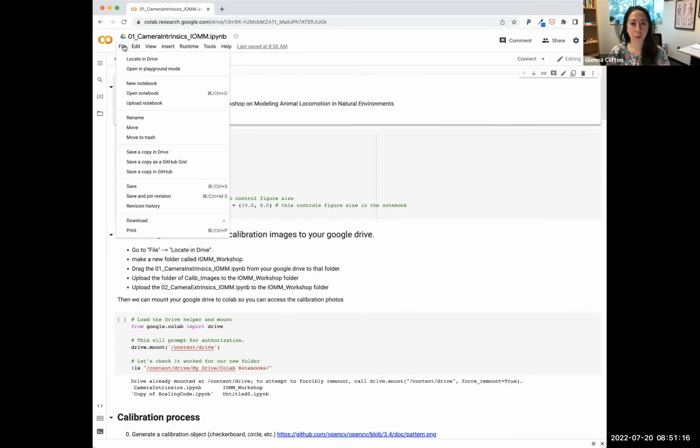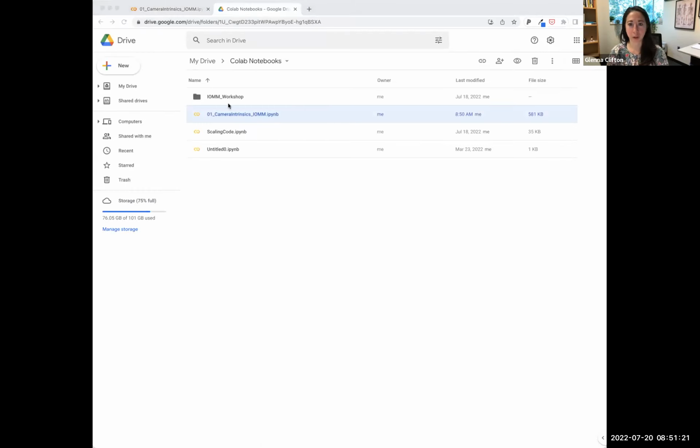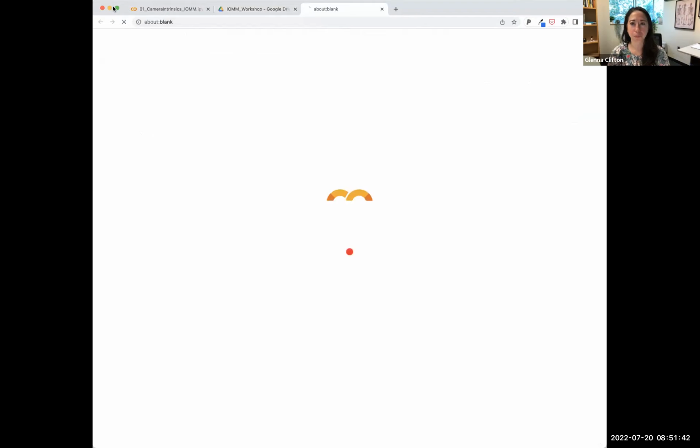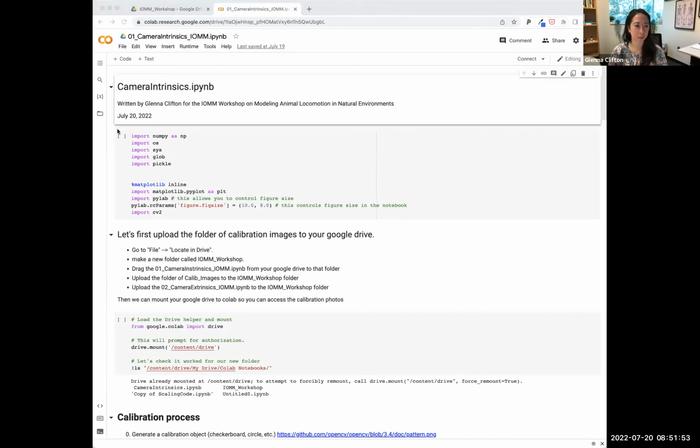Now from here, we can go to locate in drive, which will open up where this is in our drive. Now I've actually already made a folder with these in it called IOMM workshop, but you could make one for yourself. So I would suggest making a new folder called IOMM workshop and then dragging your recently uploaded file into that, and then also upload the calibration images into that folder. So what you should end up with is some folder that has all three of these files in them, and then you should have opened up your camera intrinsics file.